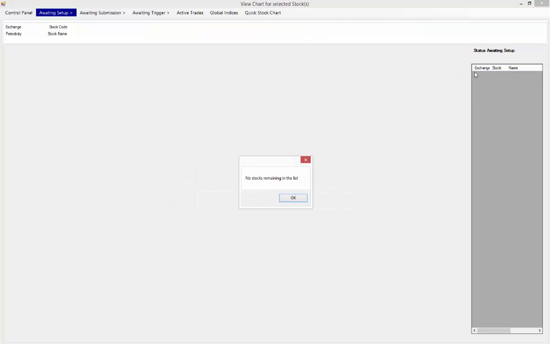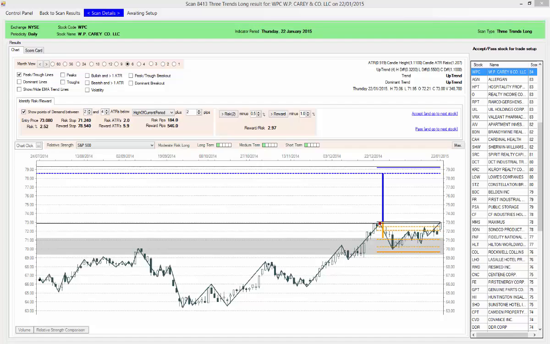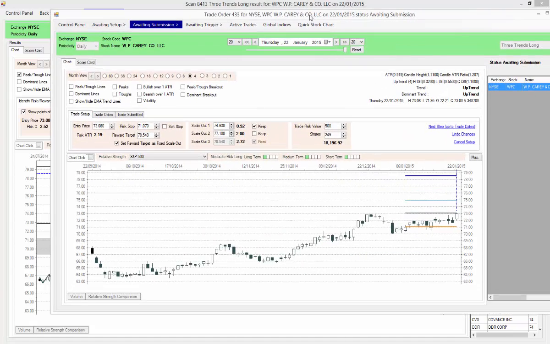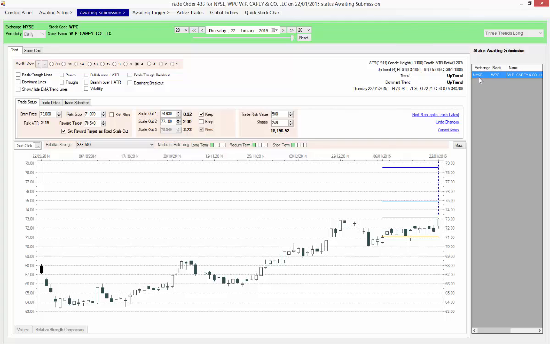Now, the stock was removed from this list. There may have been more stocks that were in awaiting setup status. In this case, there was just the one. And I'm told there's no more stocks in the list. I was told that the stock was now going to be placed in an awaiting submission status. So up here, I have that next status, awaiting submission. I click on that. I bring up the form, and here it is now. WPC Carey & Co. in an awaiting submission status.